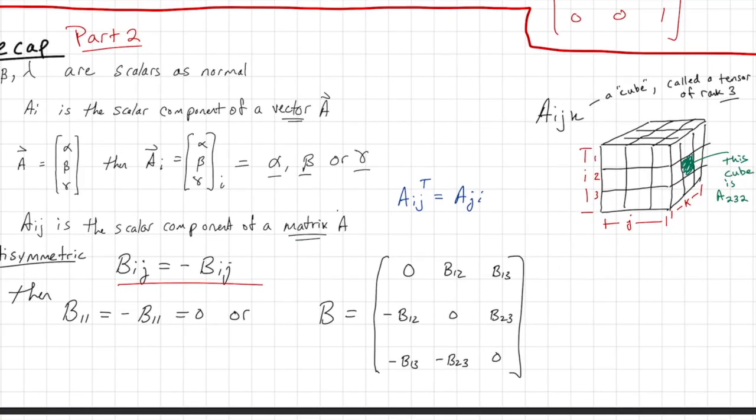So to recap there, if you have just a number written, again, alpha, that's a scalar. If alpha has an index, that means that's a component of a vector. If alpha has two indices, that means that is a component of a matrix. And then we will see here in a few minutes, if alpha has three indices, that is a component of a tensor. Now, what's a tensor?